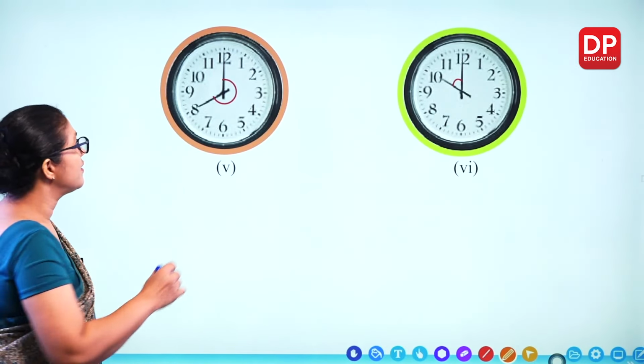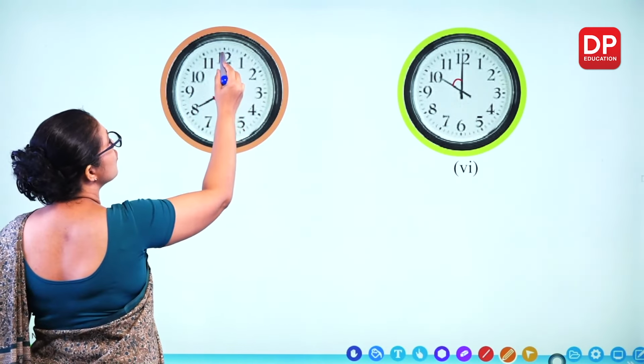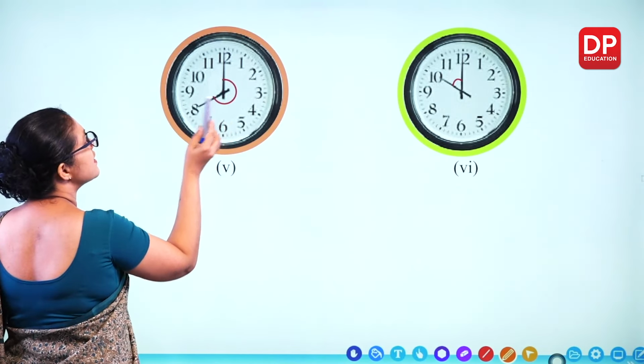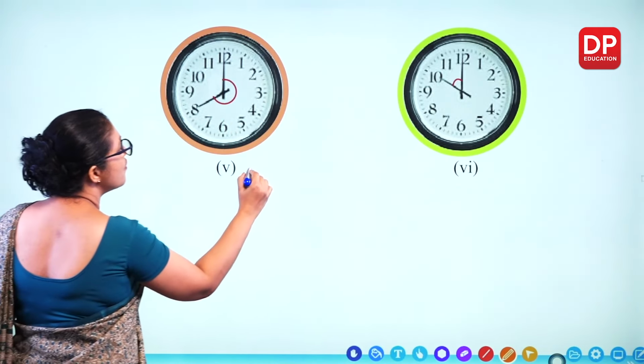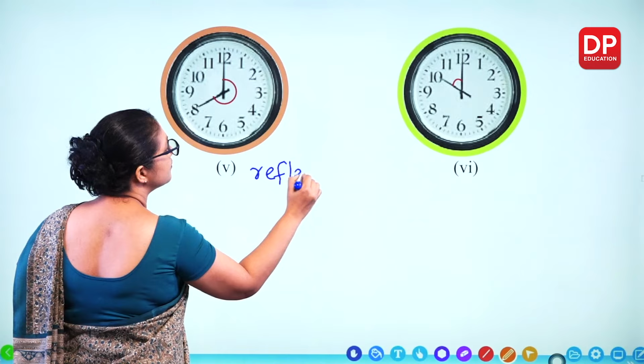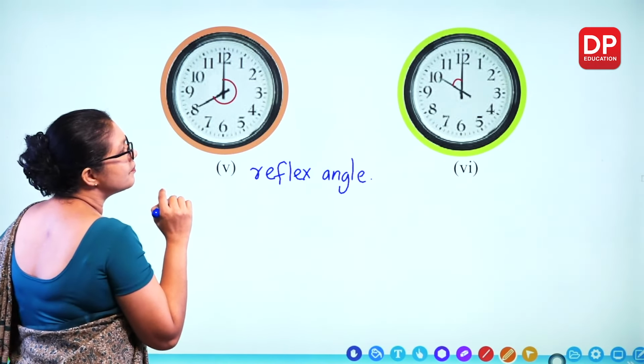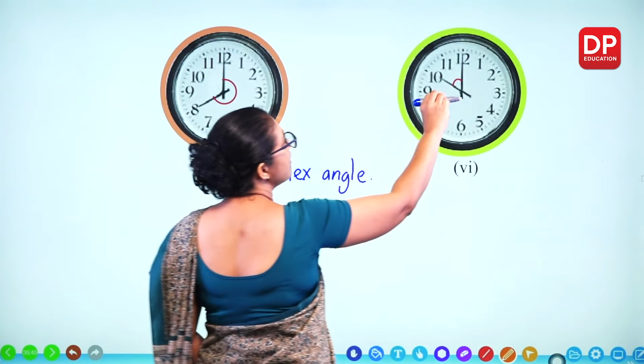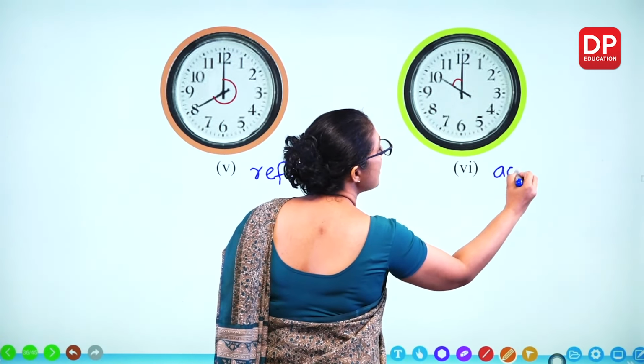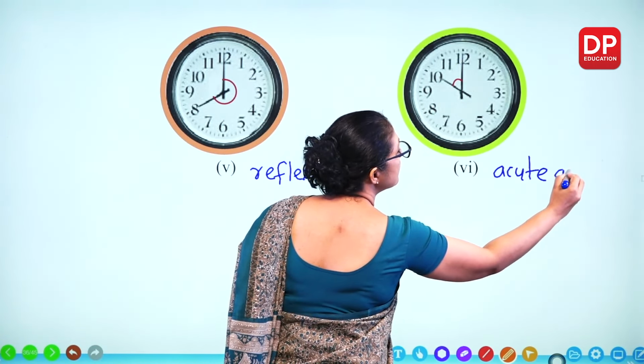What about this one? This way. So more than 2 right angles. What do you call that? Reflex angle. And this one is less than a right angle. That's an acute angle.